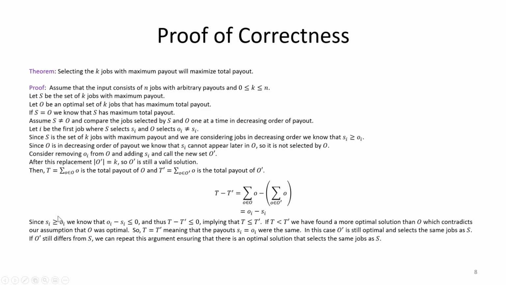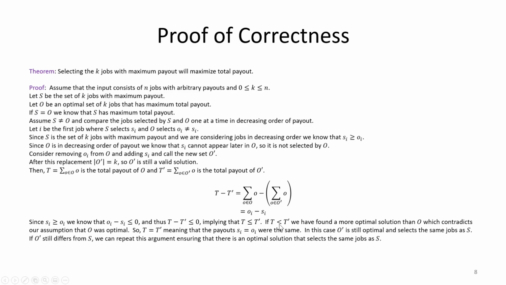So since we know this relationship between SI and OI, we know that their sum must be less than or equal to 0. That means that this difference must be less than or equal to 0 as well. And now that means that t is less than or equal to t prime. Opposite relationship we saw in our previous proof, but that's the proof that we kind of want to get.